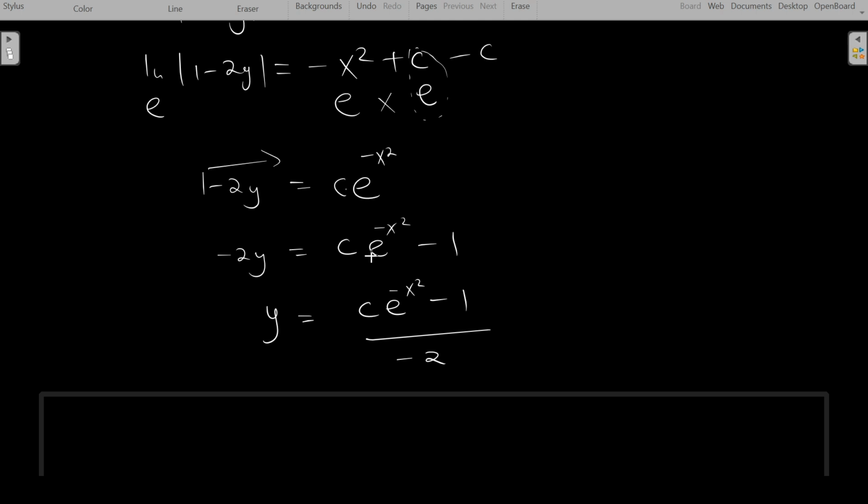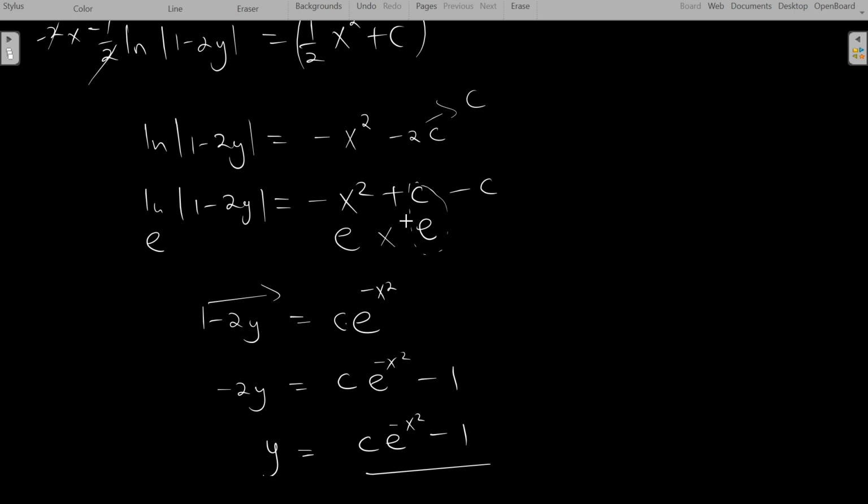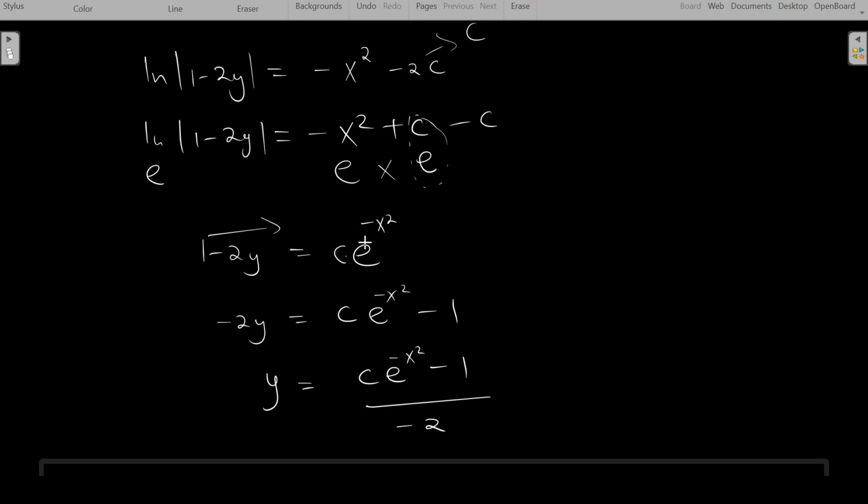If we calculate this, remember we had our negative at some point. This is the negative. So we are okay at that point. So this is our answer.